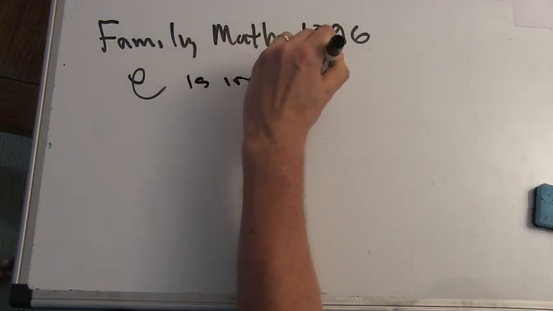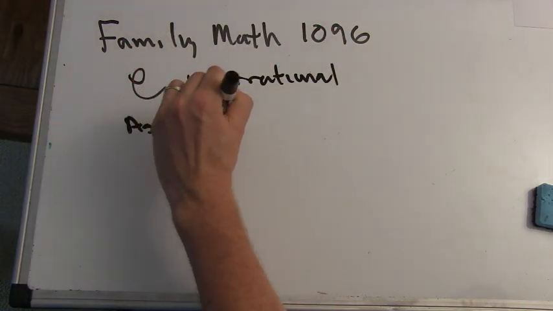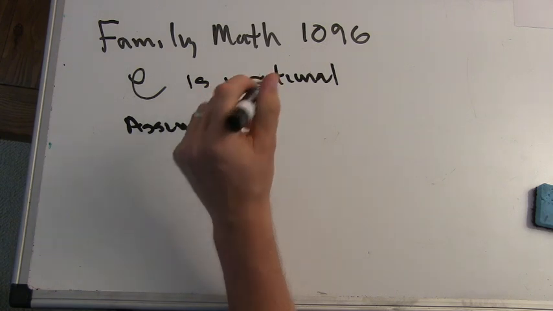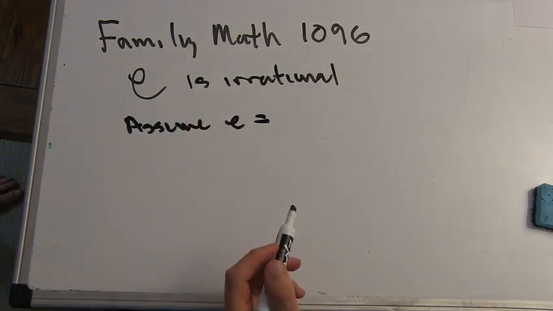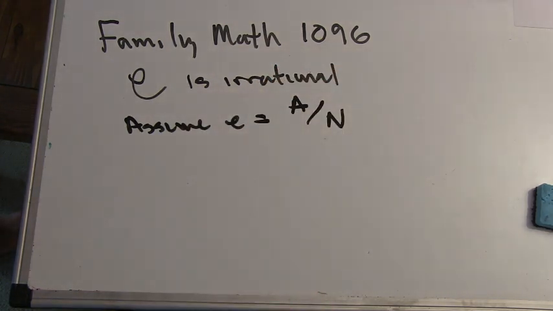So first you assume it's rational. Okay, so assume e equals... I think they called it a over n. A over n? n was the denominator. Okay, I'll use the same letters, so maybe that'll help you remember exactly how things go.